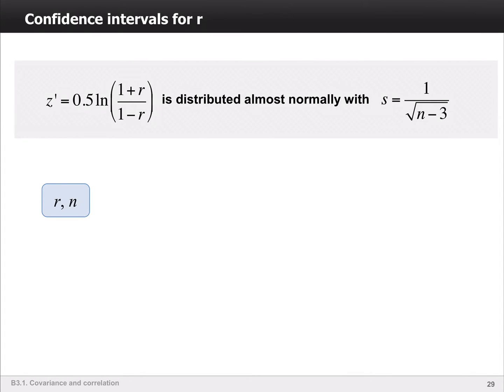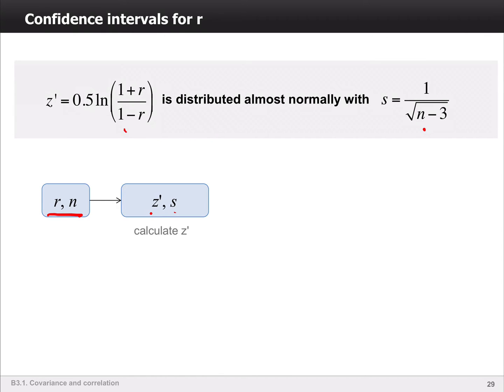So we know this. So what does it mean? It means that if you have a sample of size n and you calculated correlation coefficient r, first of all, you need to use these two statistics to calculate z prime and s. It's very simple. You just use the formulas that we have here.